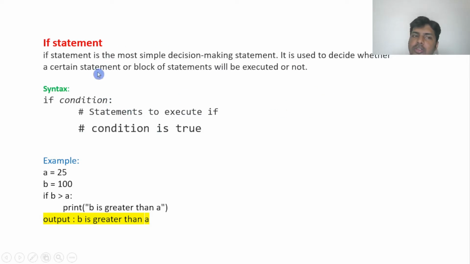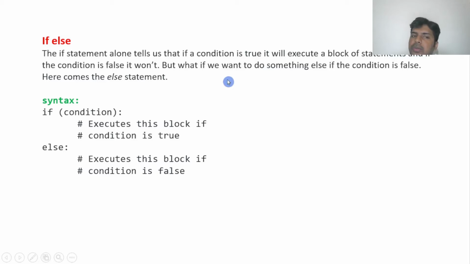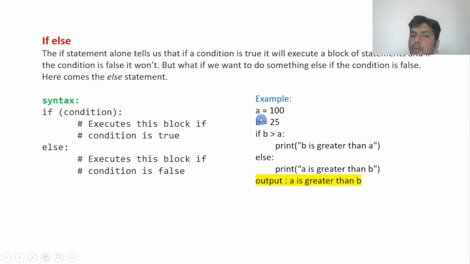Nice, right? So let us move to the next statement, if else. What is the difference between if and if else? If the condition is false and you want to execute a certain block, then we can use if else. In the else, it gives another option. If the condition is true, it will execute the upper block, and if the condition is false, it will execute the lower block. For example, suppose A is 100, B is 25, and you are checking B greater than A. If the condition is true, it will print B is greater than A. If the condition is false, it will go to the else block, and it will print A is greater than B. Nice, right? So let us see a small example in a Python program on if and if else.